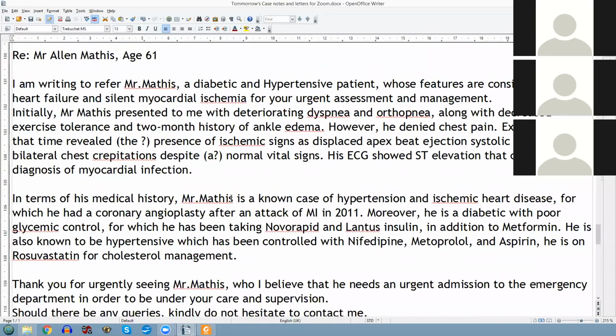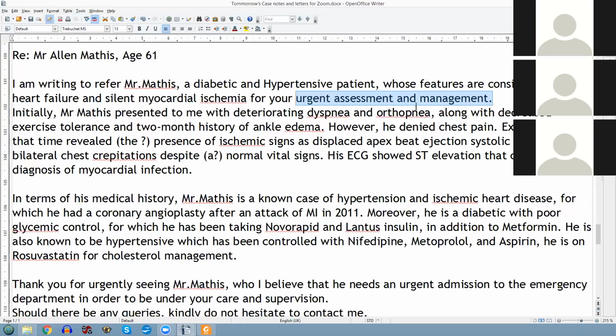Okay, back to Mr. Matias. I think it's Mr. Matias, but it doesn't matter. "Writing to refer Mr. Matias, a diabetic and hypertensive patient. Features are consistent for urgent assessment. The management." Good. Now that's what you need to put right at the start. What do you want the recipient of this letter to do? What do you want them to do? Not "I am writing to refer you, blah, blah, blah." So always ask, what does the task say?